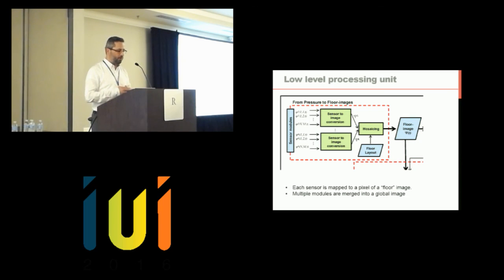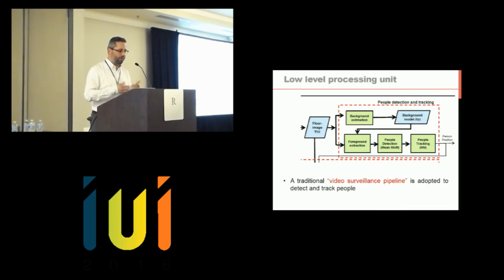So first of all, we map each sensor value into a pixel of an image. Then if you have multiple modules, you can merge them into a global image. And of course, we can use image processing and computer vision techniques in order to understand what happened on the floor. So we use a traditional video surveillance pipeline to detect people and to track them along time.